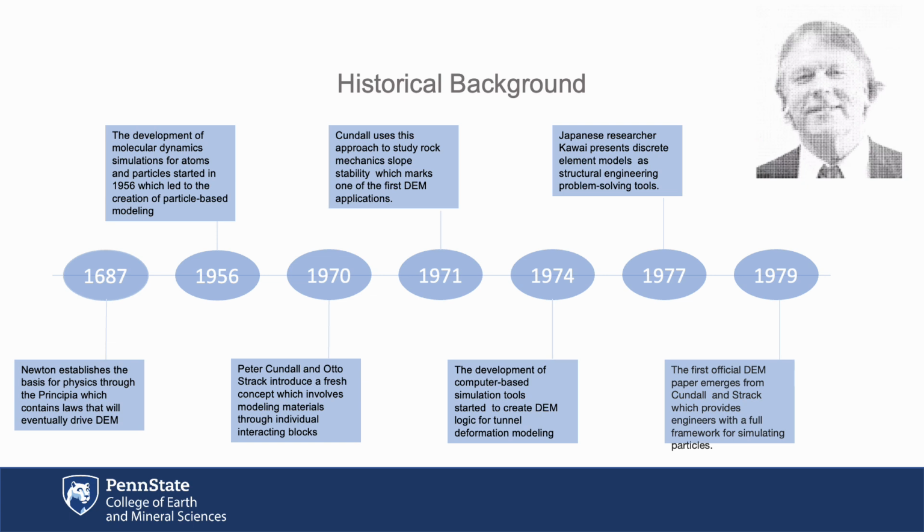In 1971, Cundall used this method to study how rocks move on a slope. This was one of the first times DEM was used in a real engineering problem. He used it to understand how landslides happen and how to prevent them. In 1974, Cundall created one of the first DEM computer models. He used it to simulate tunnel support and how rock would behave under stress.